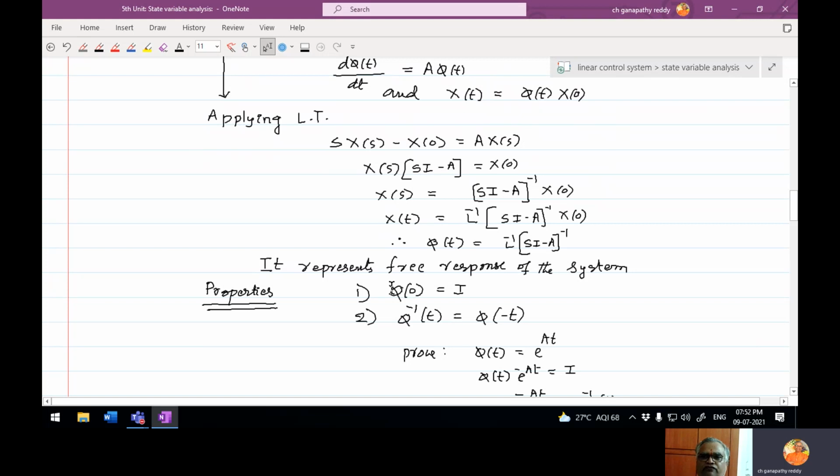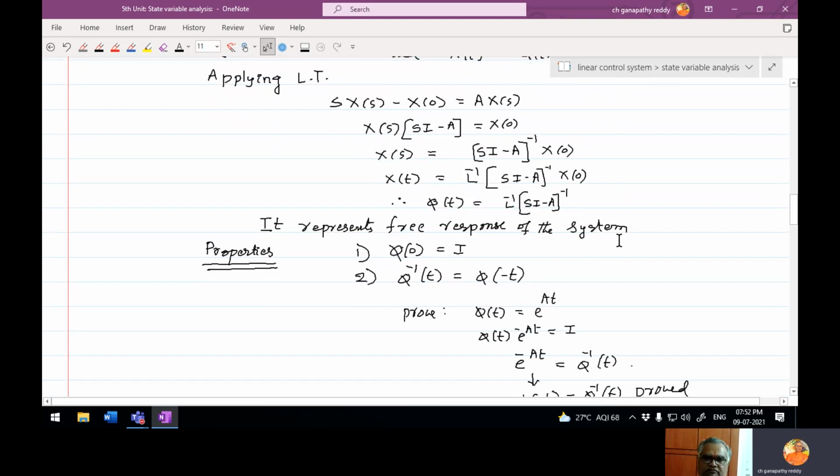It represents the free response of the system. Free response means whatever response we get without input. Input is not there, but we are getting a response. That could be because of what? Initial conditions only. So x of t equal to phi of t into x of 0 is the free response of the system.